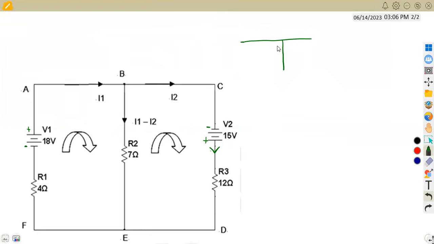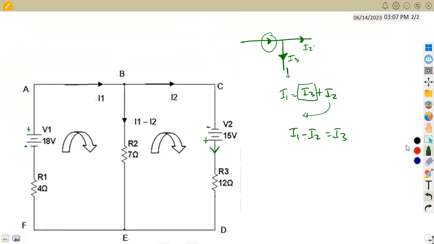We are saying I1 is going this way, I2 is going this way. So I3 is going this way. If we add I3 and I2, we must get I1. So to obtain this current, we are going to simply subtract: I1 is equal to I3 plus I2. So we are going to make I3 the subject. Transposing to the other side, we have I1 minus I2, which is equal to I3. So this is the one that you are given exactly, which is fine.